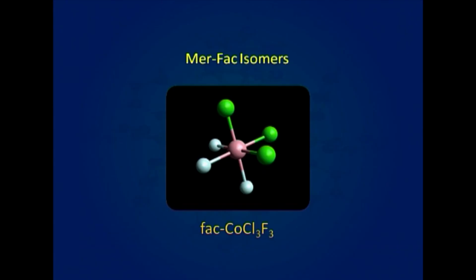In terms of nomenclature, MER-FAC isomers follow the same rule as cis-trans isomers, where you put the isomer type followed by a hyphen followed by the molecular formula. For example, as this isomer is a facial isomer, it will be named as fac-CoCl3F3.